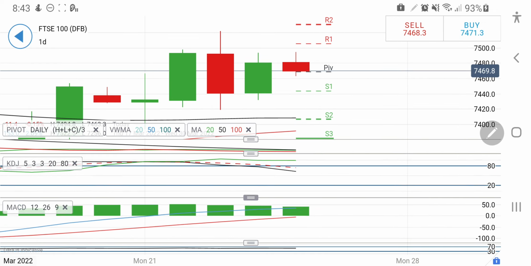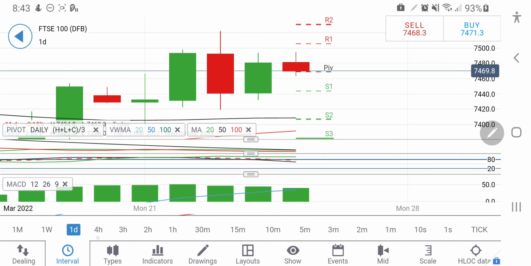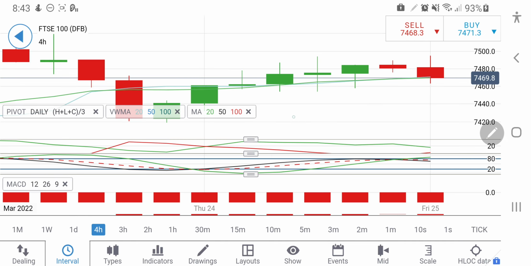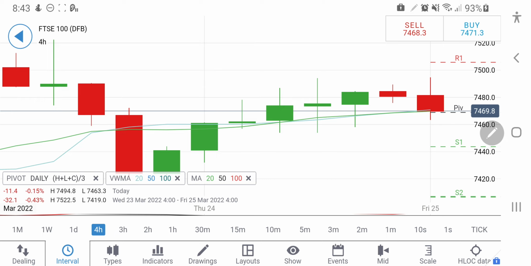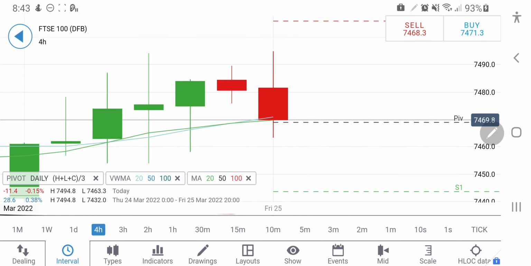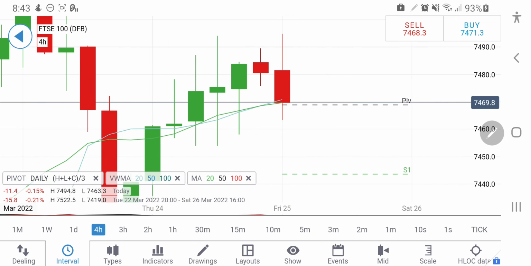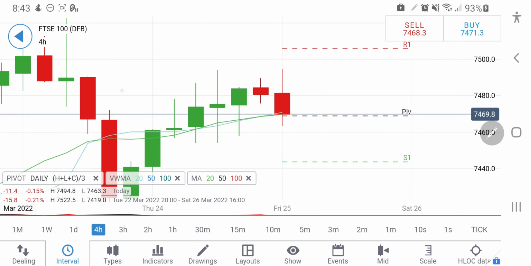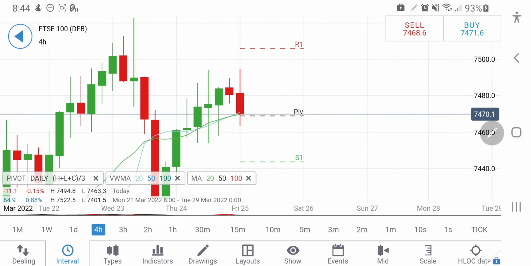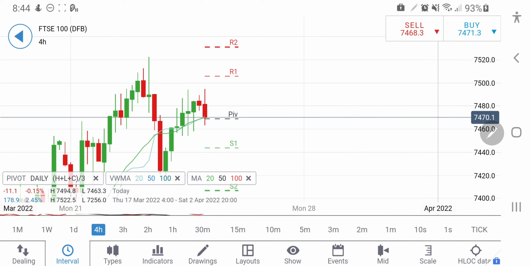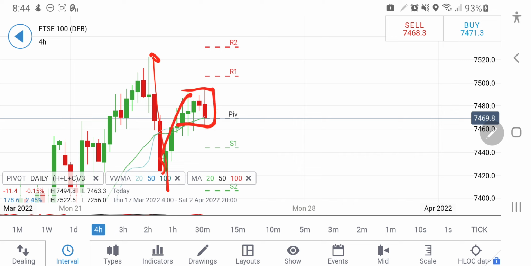The stochastic is overbought, looking downwards. MACD is trying to converge and is still in the buy zone. Look at the 4-hour charts. On the 4-hour charts also, one can clearly see that first it has seen the high, then a nice drop, a retracement, and is consolidating in between this zone, 7460 and 7500, with probably a break below 7450.